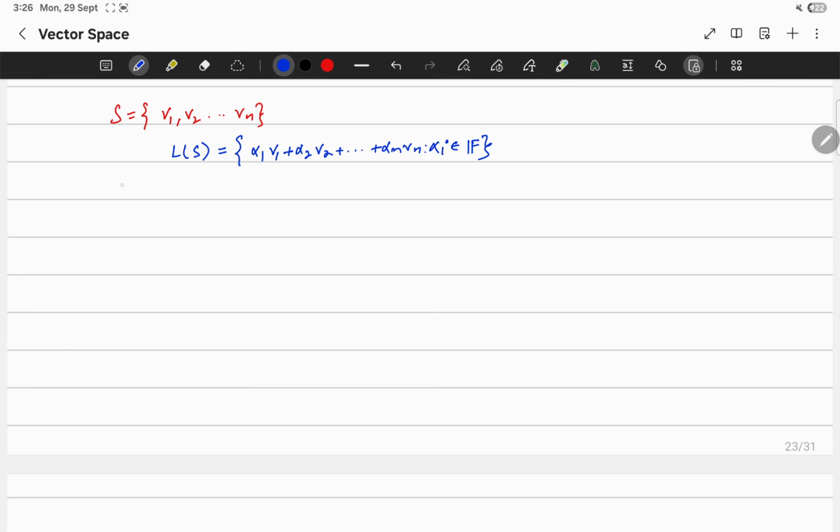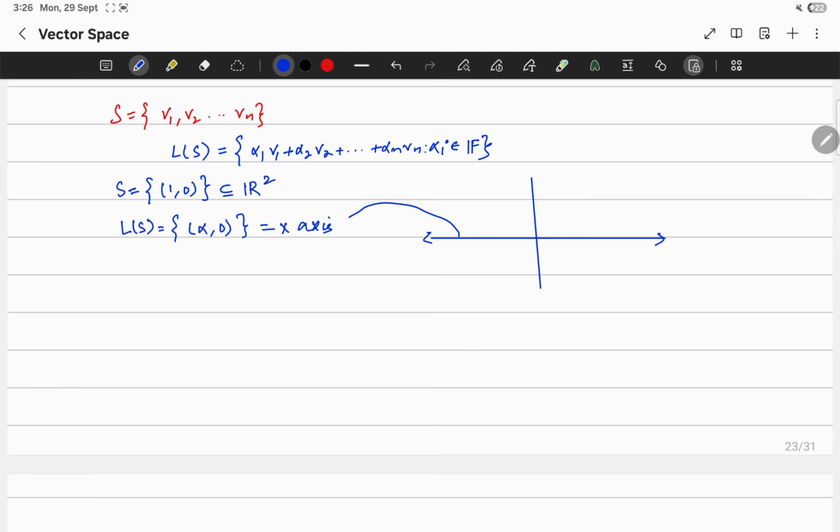Then I showed that if you take S, for example, as (1, 0), it is a subset of R2, and the linear span of this set is the x-axis of R2, and I have already discussed that every vector of this x-axis will belong to the linear span of S. So if you take a point here as (a, b), you can't write it as a linear combination of the vector (1, 0), but any vector on the x-axis you can write as a linear combination of the point (1, 0).